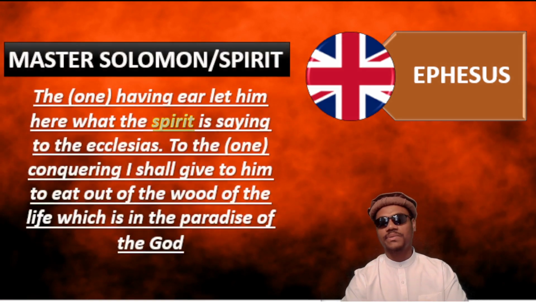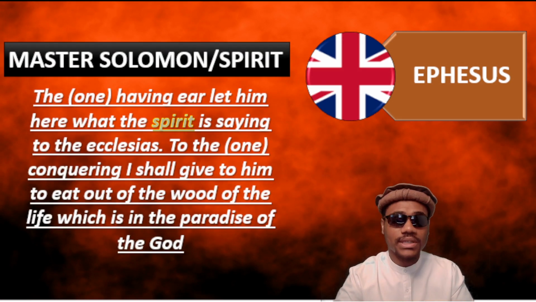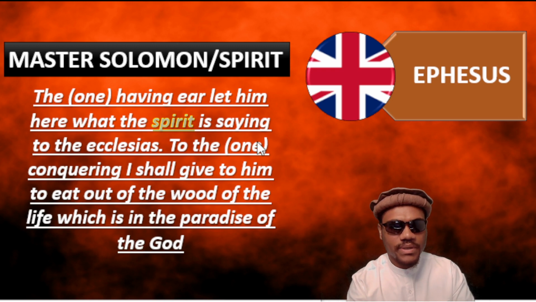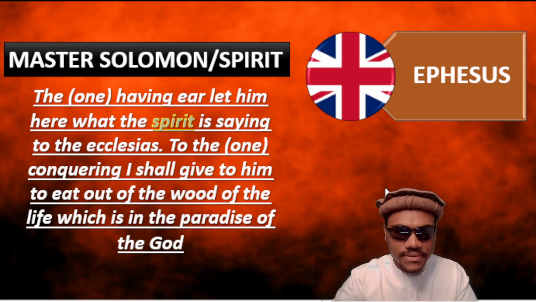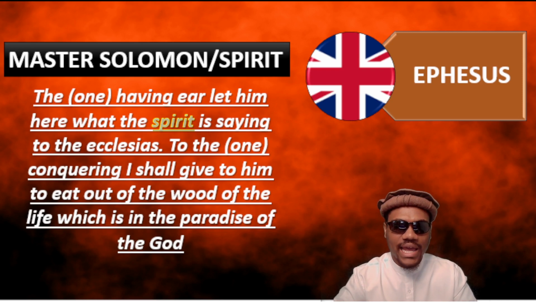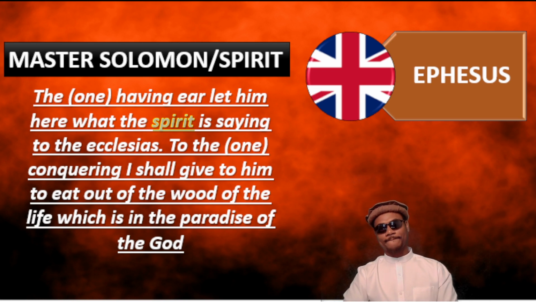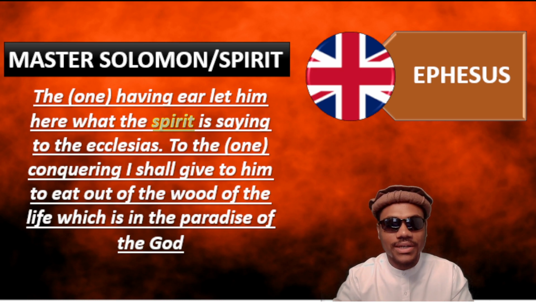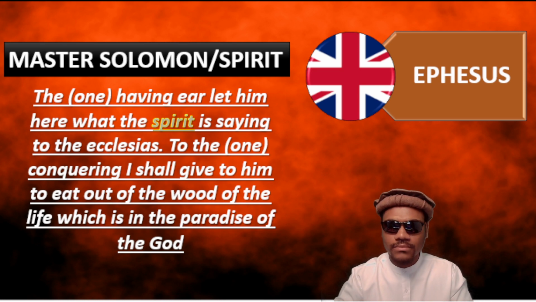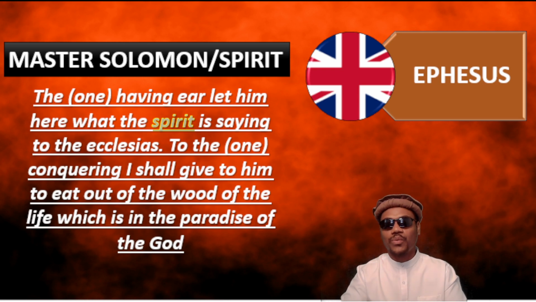He's speaking to the top part of each nation. So in this nation, he's speaking to the Sunnis. You see? This is what he's saying to the Sunnis. He's saying, the one having ear, let him hear what the Spirit is saying to the Ecclesiastes, to the one conquering. I shall give to him to eat out of the wood of the life, which is in the paradise of the God. See? And with all those tools, you can start to try to understand what he's saying to them. Because without this, you don't know what that's saying.